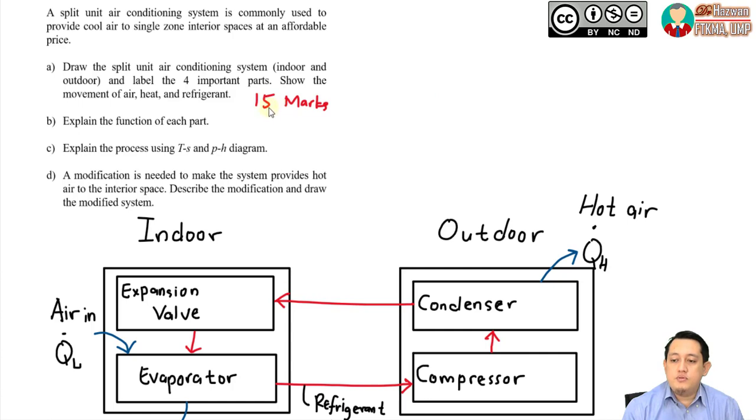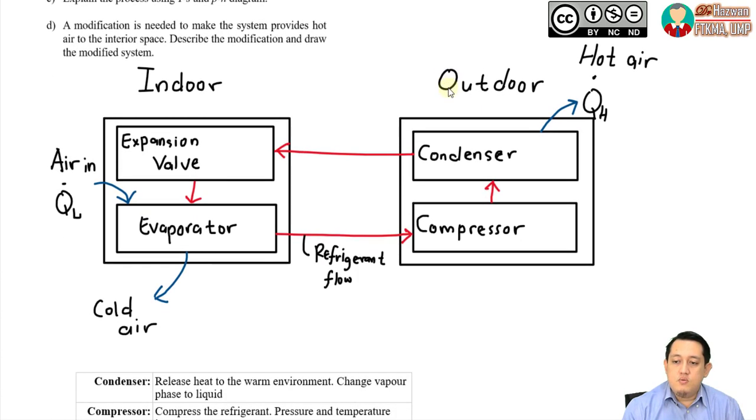How do I put the marks here? Number 1, I want you to label indoor and also outdoor. So this will be 1 mark here and another 1 mark here. 2 marks already. Then the 4 important parts of the aircon are the expansion valve, evaporator, condenser and compressor. These 4 are also 1 mark each.